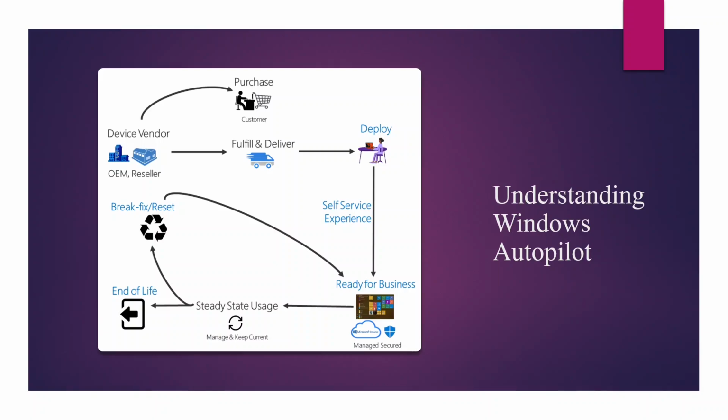Autopilot is very useful for local as well as remote employees. For example, if a company hires a new employee in another city, the IT team can directly ship the laptop to that employee. The employee opens the laptop, connects to Wi-Fi, signs in, and the device gets configured automatically. Now that we have looked into the Windows Autopilot device lifecycle, let's see some of the key features of Autopilot.